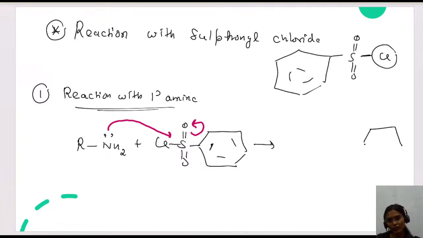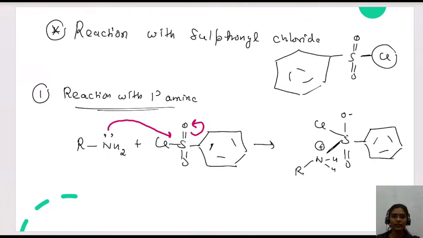You can change the position of the benzene. It's totally up to you. So how does it look? That is oxygen, negative charge, double bond. Chlorine is still there, and this nitrogen, hydrogen, and positive charge. And R is still connected here.